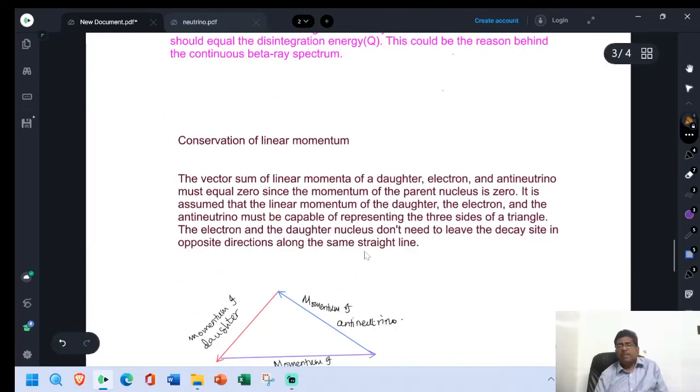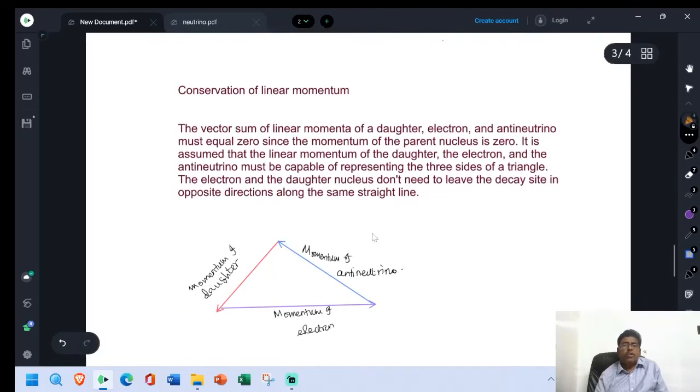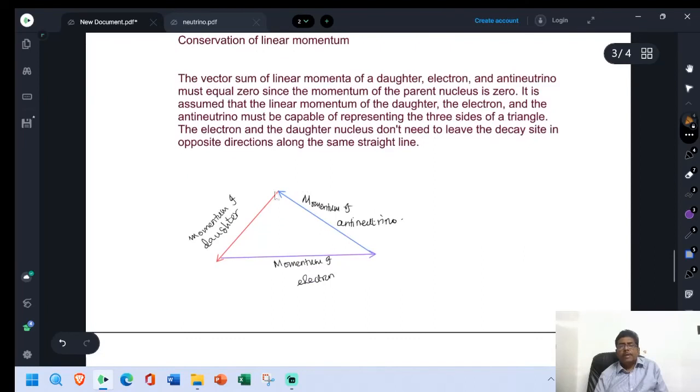With the introduction of the particle neutrino, Pauli represented the momentum process with the help of a triangle. There is no need for the daughter nucleus and beta particle to move in opposite directions, because if you make the vector sum, that may provide 0 momentum. At this level, the linear momentum is also conserved, if you take the particle antineutrino into account.